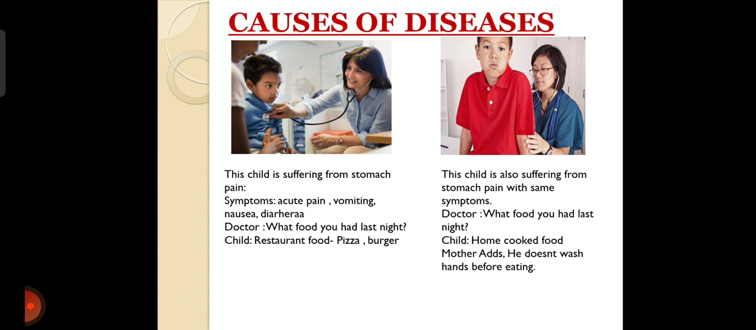From there, the doctor will be able to conclude that the root cause was the outside food or the junk food. Over here, the child is suffering from stomach pain with the same symptoms, acute pain, vomiting, nausea, diarrhea. The same question is asked by the doctor to this child, what food he had last night. But the child replied that he had cooked food at home only, which was cooked by his mother. And the mother also added that he doesn't wash his hands before eating.